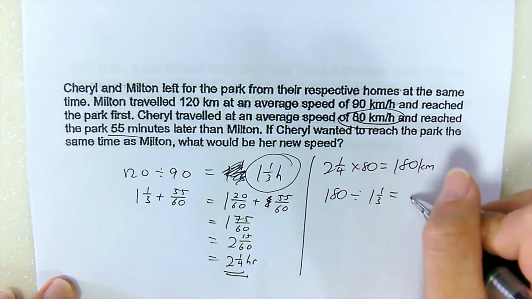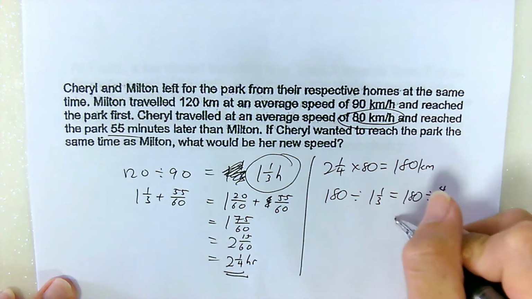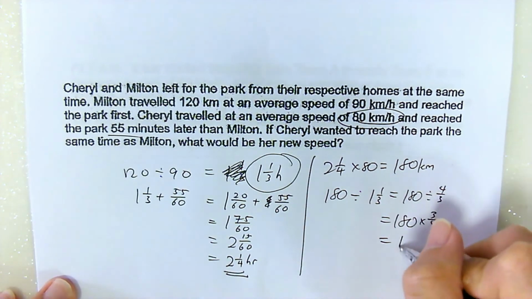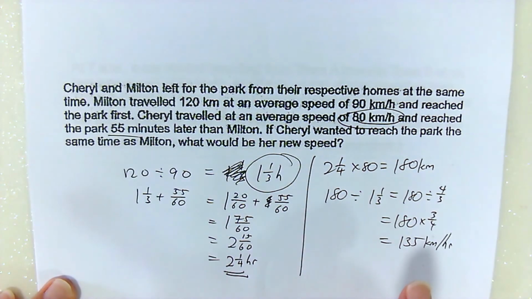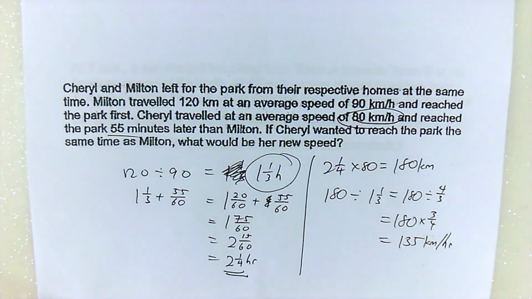Okay, so it will be 180 divided by 4 over 3, which is 180 multiplied by 3 over 4, and this will give us 135 km per hour. So Cheryl will have to travel at this speed, okay, so that she can travel 180 km in this hour. Alright, simple, done.